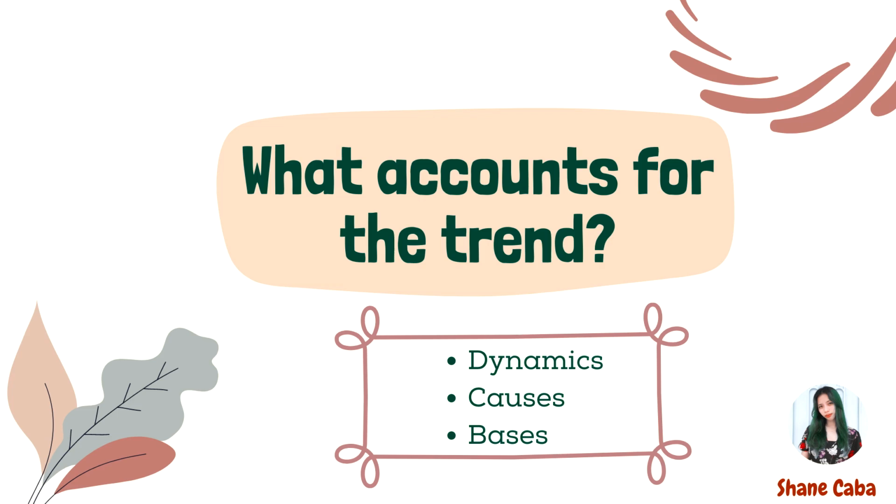There are three levels of explanation for large-scale evolutionary trends, and these are the dynamic, the cause, and the basis. But we're going to focus only on the trend dynamics. Dynamic is defined as the characteristic of changes among component lineages or at smaller time scales that underlie a large-scale trend. It has two kinds, driven trend and passive trend.